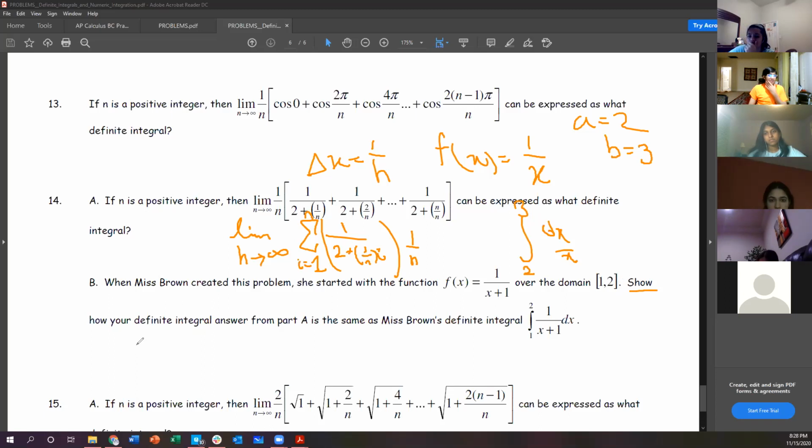Let's try and think about this. How can we do this? I can view this function. Delta x will still be 1 over n, but let's think of this function as f of x is equal to 1 over x plus 1. Okay? If we do this, then I need to make this match one of these forms. How do I do that?